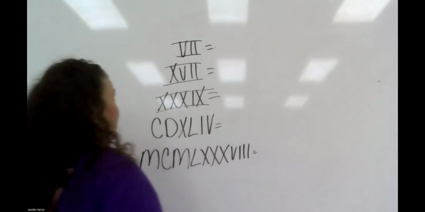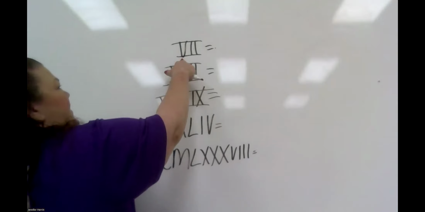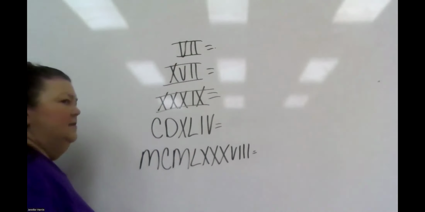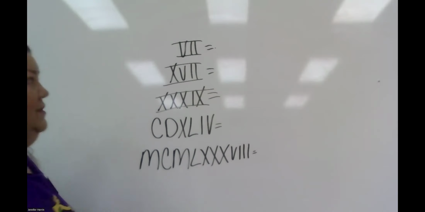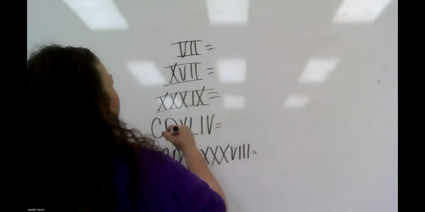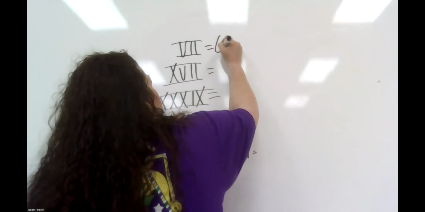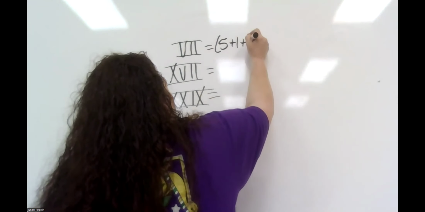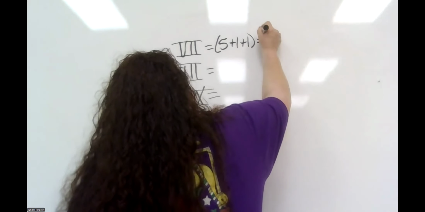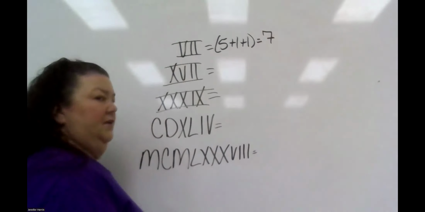So our first example, right, we have a V and 2 I's. So those 2 I's are smaller values than the V, so we can just simply add these. So this would translate to 5 plus 1 plus 1, which equals 7.